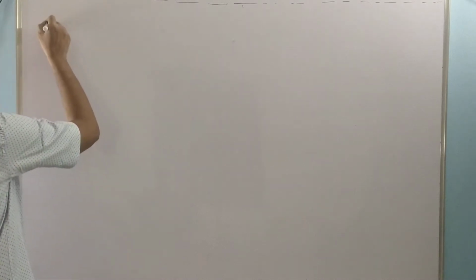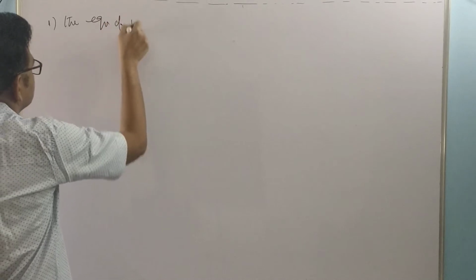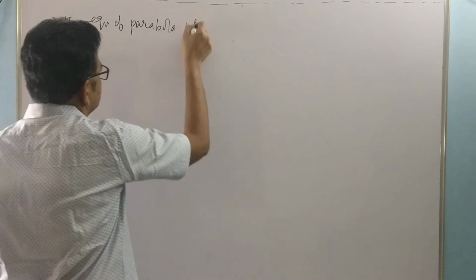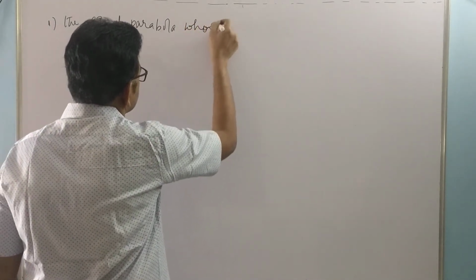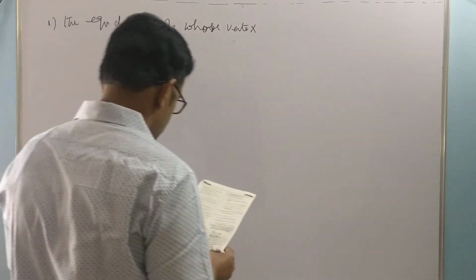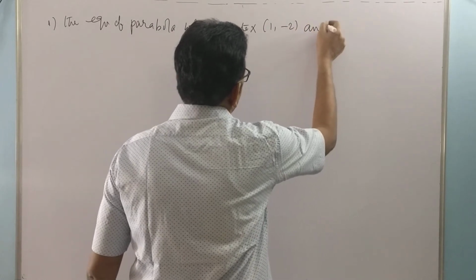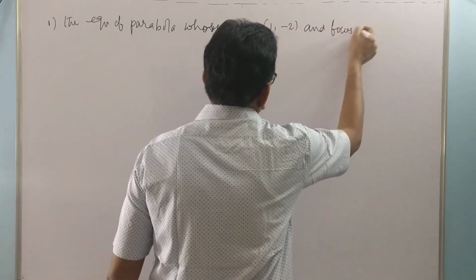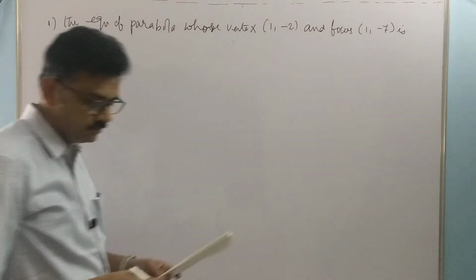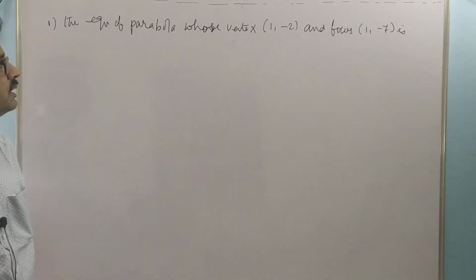Now, the equation of the parabola whose vertex is (1, -2) and focus is (1, -7). Focus is (1, -7), vertex is (1, -2).